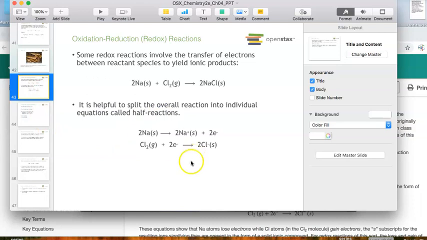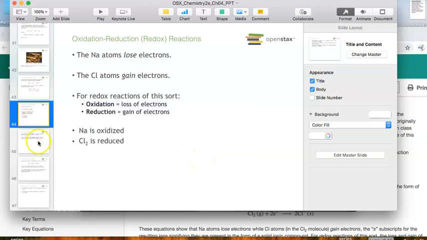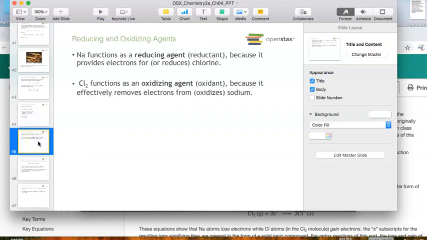That's the whole point in breaking this reaction into half reactions: to isolate the oxidation numbers on each element to figure out which one's being oxidized and which one's being reduced. If one's being oxidized, the other one generally has to be reduced.